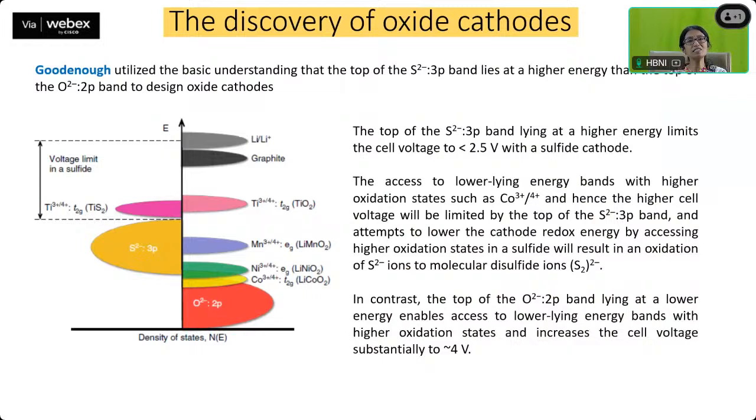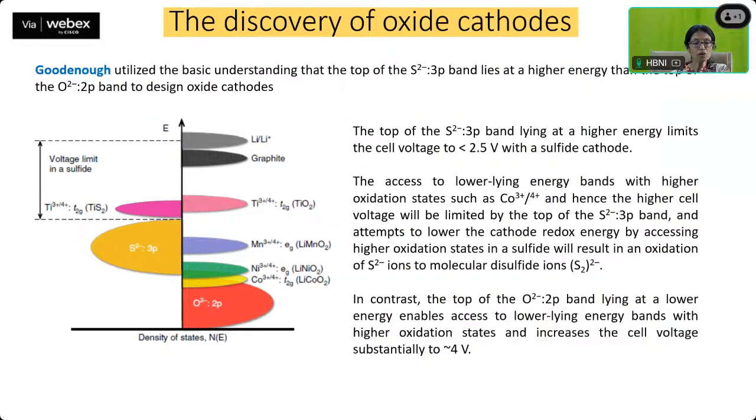And this simple concept of inorganic chemistry, he used to design these oxide cathodes. Now on the left hand side, what you see is a figure where you have the energy versus the density of states. And what you see over here at the topmost part is the highest potential. What you have is lithium versus lithium plus. This is followed right below that by graphite. That is why graphite is a good anode material for all these different lithium ion batteries.